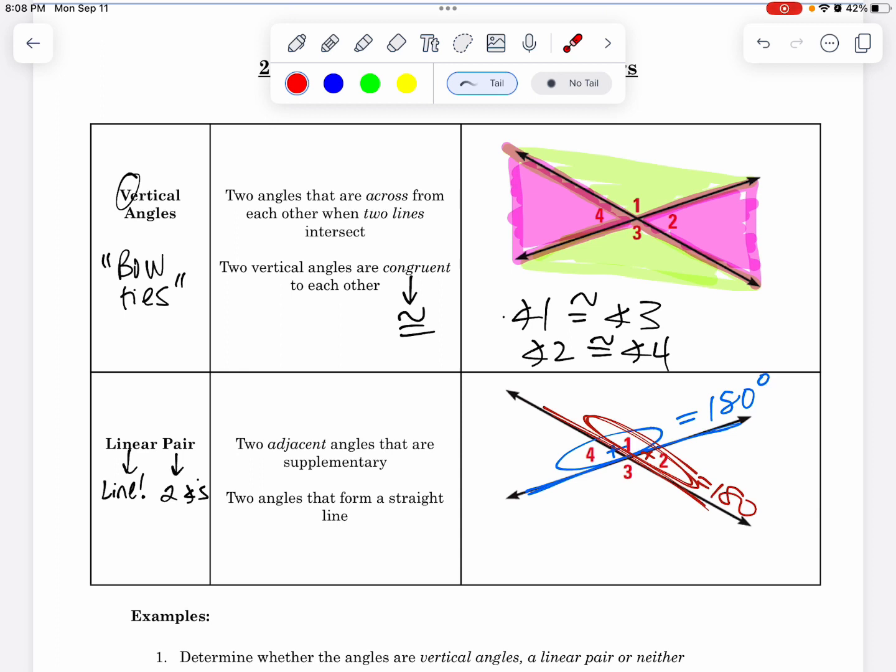So make sure that you're okay with these two very important vocab words and the differences between them, that vertical angles are equal. Two angles that form a straight line are not always equal.